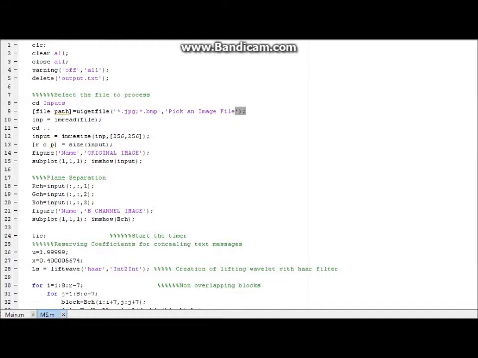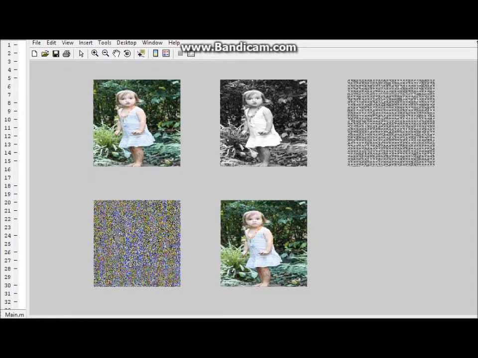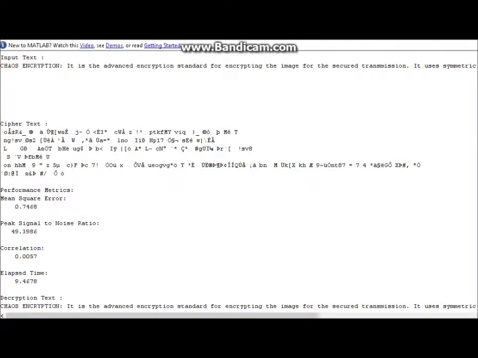We have written our program in the editor window of MATLAB. After the execution of the program, we will get the output: the first image is the original image, the second image is the blue plane image, the third image is the transformed image, the fourth image is the encrypted image, and the fifth image is the recovered image. We can also have a look at the command window, which will have the parameters such as input text, ciphertext, and decryption text, and also all the performance factors.